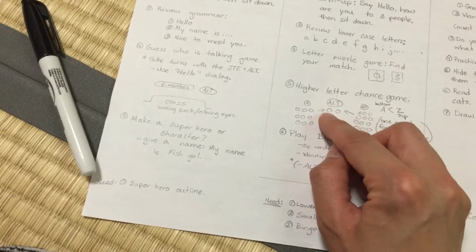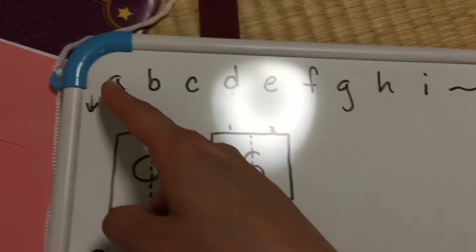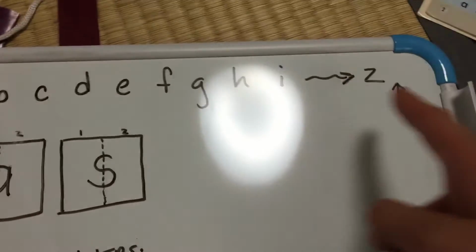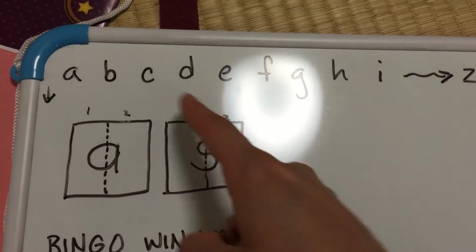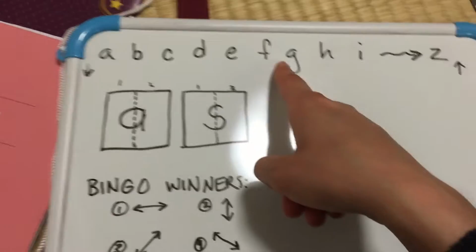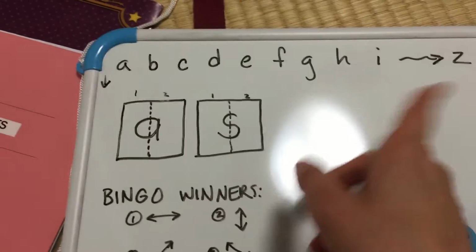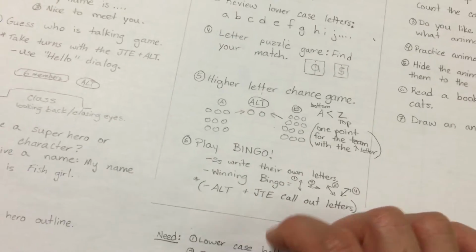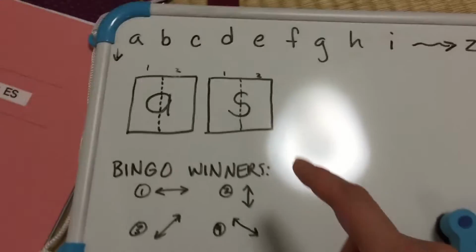And then they would show their cards to the class, and then the way that they scored points is A is the lowest letter and Z is the highest letter. So if one student had a D and the other student had a G, the student with the G would get the point. So basically the higher letters get 1 point. And I had the JTE keep track of the score.